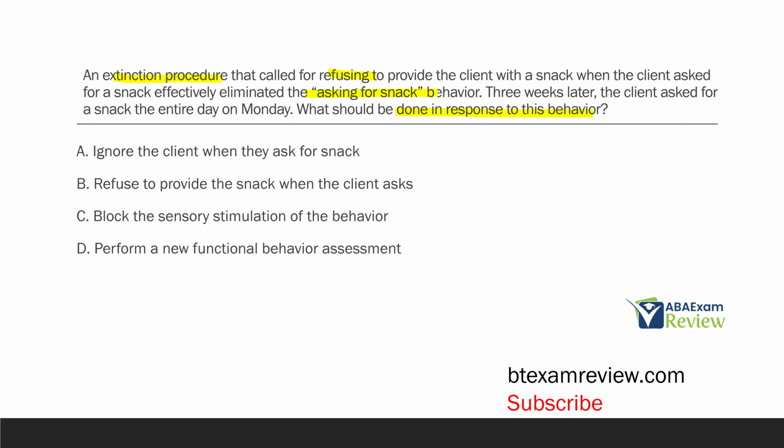And so when we put it on extinction, we no longer provided the snack. Great, extinction was effective. However, 3 weeks later, the client is now asking for a snack the entire day on Monday. Now, why might that happen? Why might we put a behavior on extinction successfully, and then all of a sudden, later on, the behavior comes back? Well, we can plan for that because we expect that. We call that spontaneous recovery, when a previously extinct behavior suddenly reemerges.